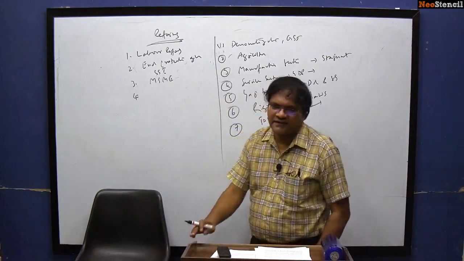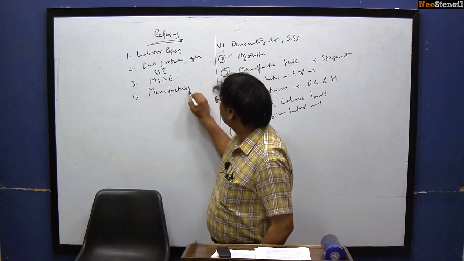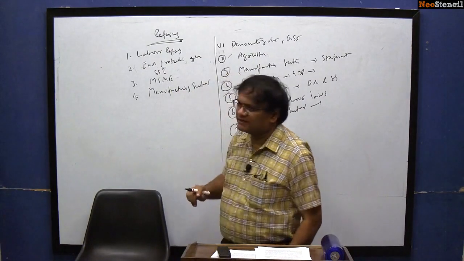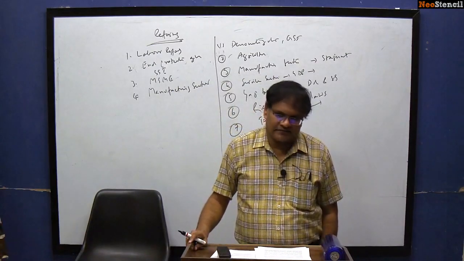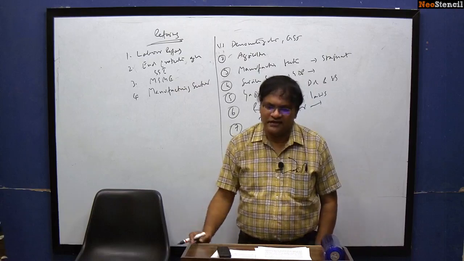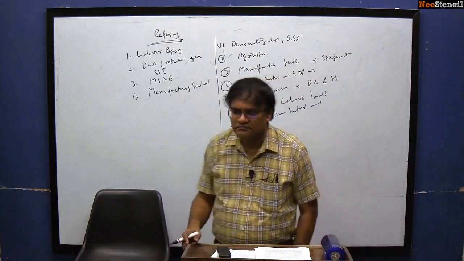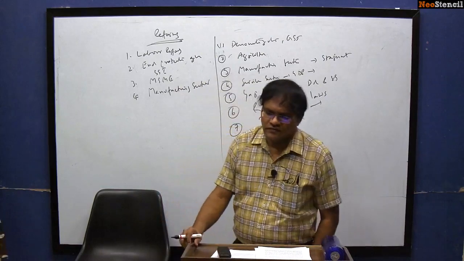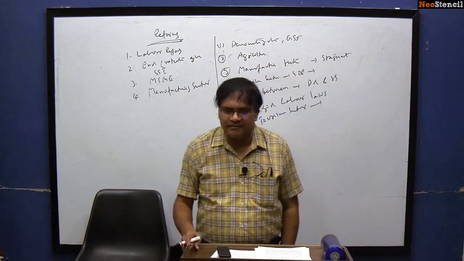Fourth, the government should revive the manufacturing sector. How can the government revive the manufacturing sector? By giving tax subsidies, tax incentives, and by reducing red tape.